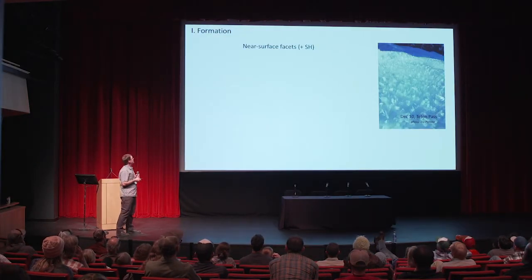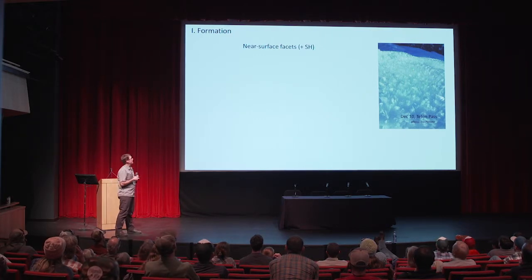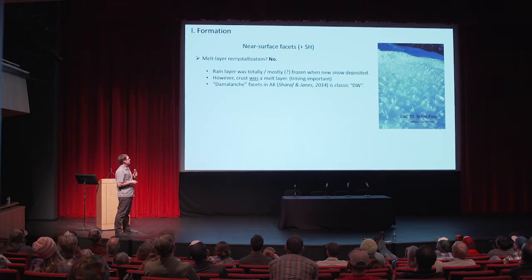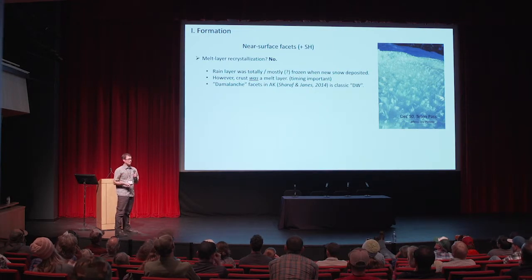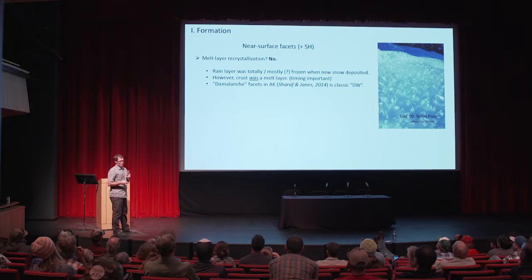So drilling in a little deeper, this was a near-surface facet layer, and I've got a picture here, plus surface hoar, by Jay up on the pass of some great surface hoar growth during that drought period. And if we think about the types of near-surface facets, melt layer recrystallization is one that comes to mind right away because we had that rain event. In my mind, this is not really what was happening because the rain layer was totally or mostly frozen when the new snow was deposited. But there definitely was a rain event. There was a crust. So the timing of the freezing when the new snow came is going to be important.